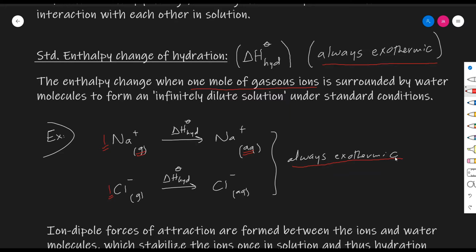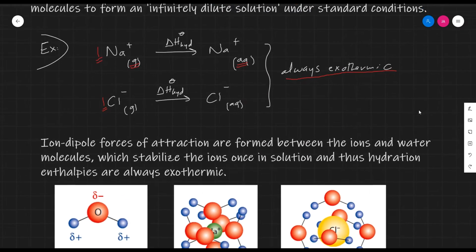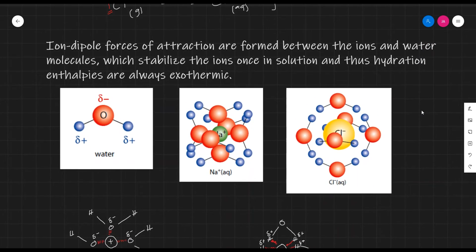I have stated this already, but I will read this for you and elaborate some more. Once the gaseous ions are dissolved in water, ion-dipole forces of attraction form between the ions and the water molecules, which stabilize the ions once in solution, and thus the hydration enthalpies are always exothermic.